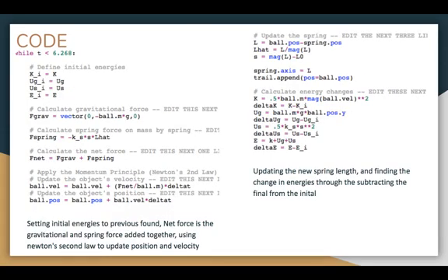Setting initial, in this part of the code, we set the initial energies to the previously found values, and then the net force is the gravitational and spring force added together. Using Newton's second law to update position and velocity, where the ball's final velocity equals the ball's initial velocity plus F net over the ball's mass times delta t, and the ball's final position equals the ball's initial position plus the ball's velocity times delta t. And then we update the spring length using the same formulas, and we find the change in energies by subtracting the initial from the final.